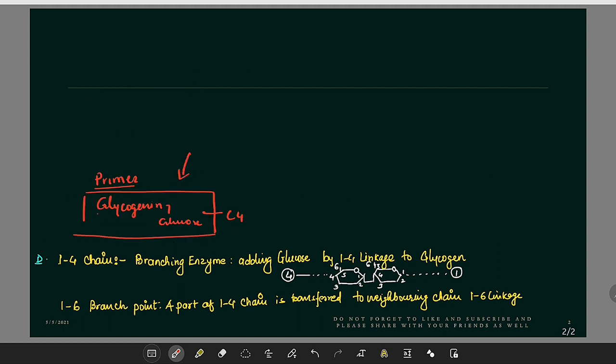Once this glycogenin glucose has been synthesized, which is working as a primer, it is ready to receive the UDP-glucose to be added at the C4 carbon of this glucose. There are two types of linkages formed during glycogen synthesis: the 1,4 chain and the 1,6 branch point. The branching enzyme is responsible for adding glucose through the 1,4 linkage. You can add it here.